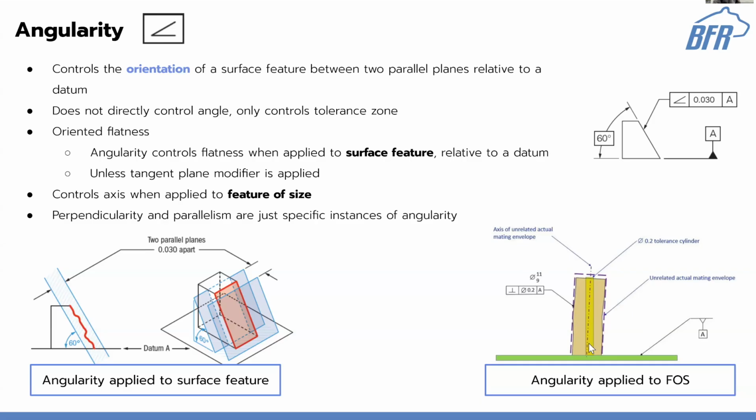So you can see, if I'm asking for this to be perpendicular, right? This cylinder, if I take this as my imaginary axis of my bolt or whatever sticking out, right? I'll create a zone. For this one, it's saying 0.2 is the tolerance.